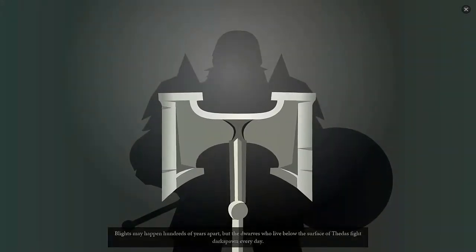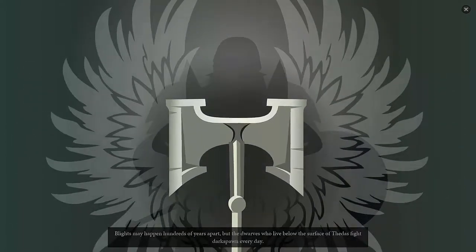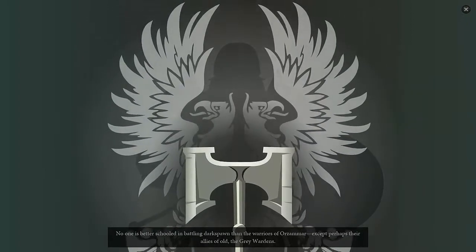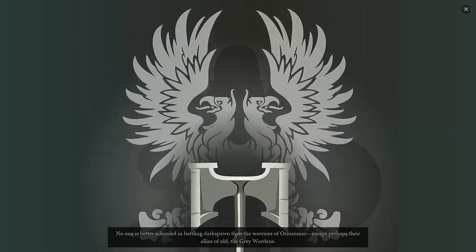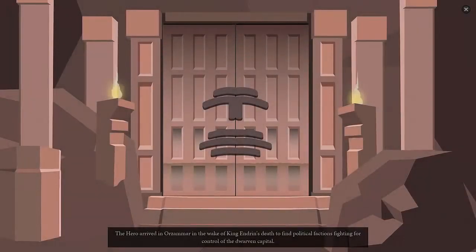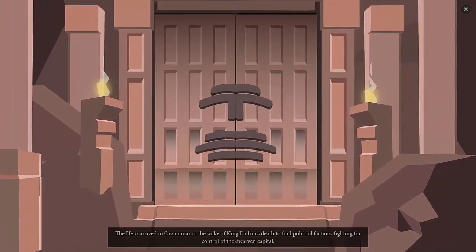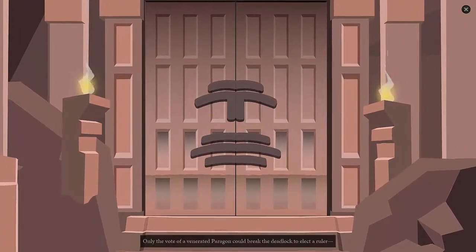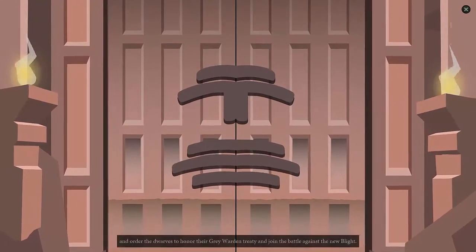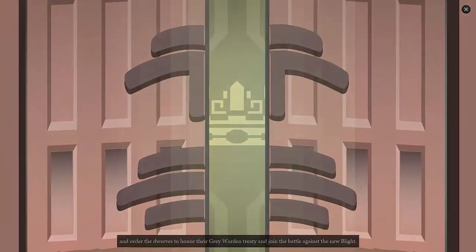Blights may happen hundreds of years apart, but the dwarves who live below the surface of Thedas fight Darkspawn every day. No one is better schooled in battling Darkspawn than the warriors of Orzammar, except perhaps their allies of old, the Grey Wardens. The hero arrived in Orzammar in the wake of King Endrin's death to find political factions fighting for control of the Dwarven capital. Only the vote of a venerated paragon could break the deadlock to elect a ruler, and order the dwarves to honor their Grey Warden treaty and join the battle against the new Blight.